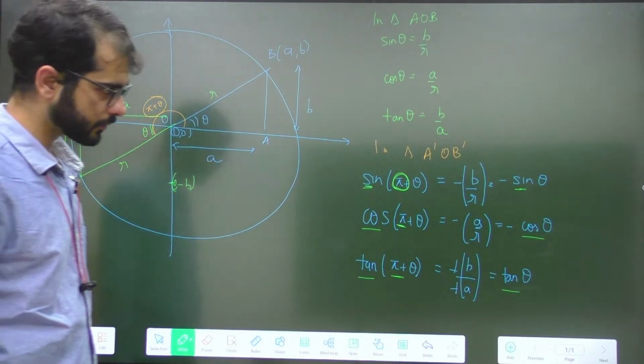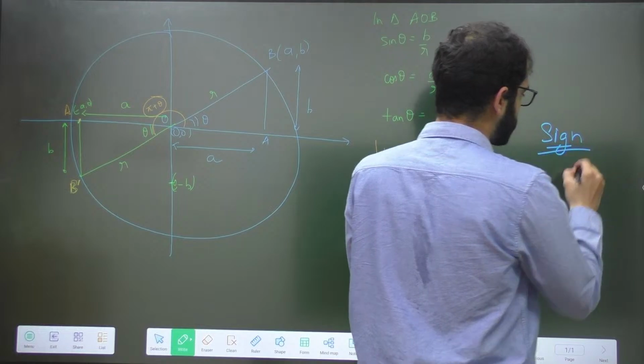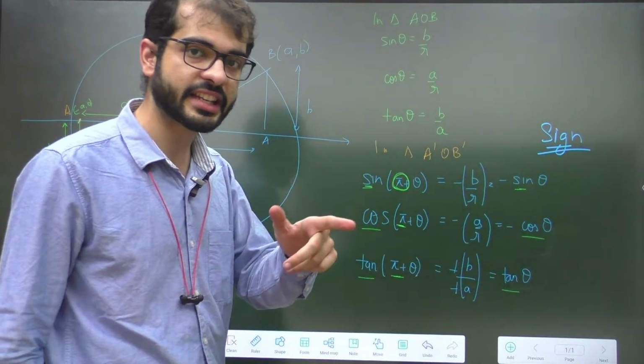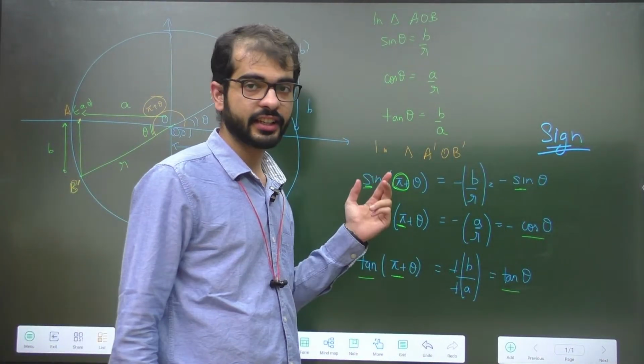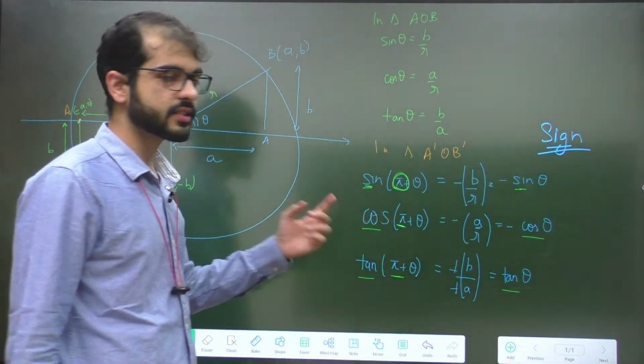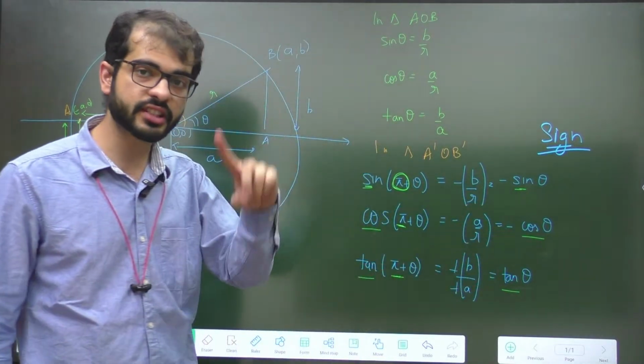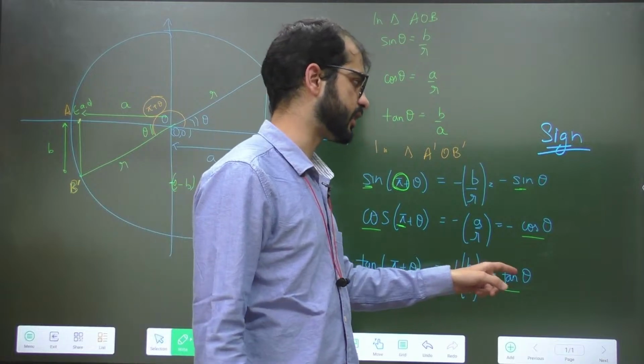And now we are talking about the sign. This sign will follow the LHS. Now sine is negative in the third quadrant, so we are going to put a negative sign. Cos is negative in the third quadrant, so we are going to put a negative sign. Tan is positive in the third quadrant, so it will be plus tan theta.